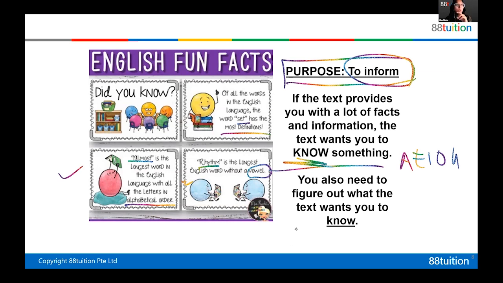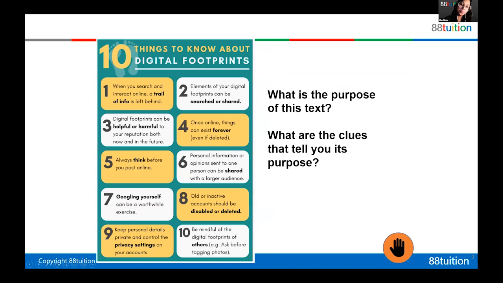Okay, this one. What is the purpose? Who can tell me? What is the purpose of this little poster? Is it here to persuade you or is it here to inform you? 10 things you need to know about digital footprint. By the way, do you know what digital footprints are? No? Anyone? Digital footprint is basically information that you leave on the internet.